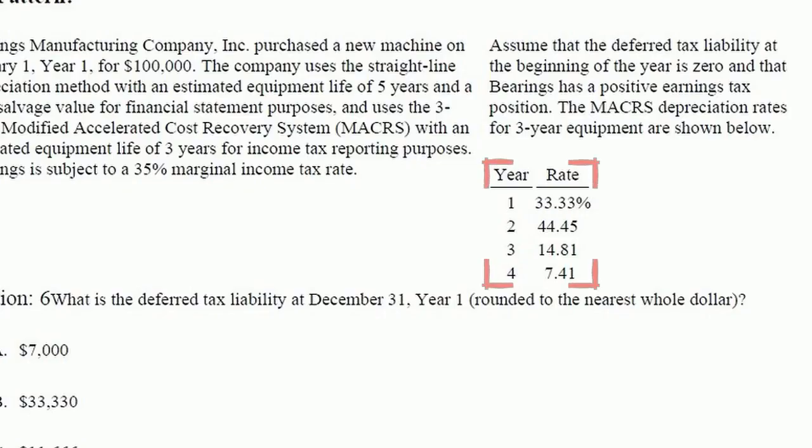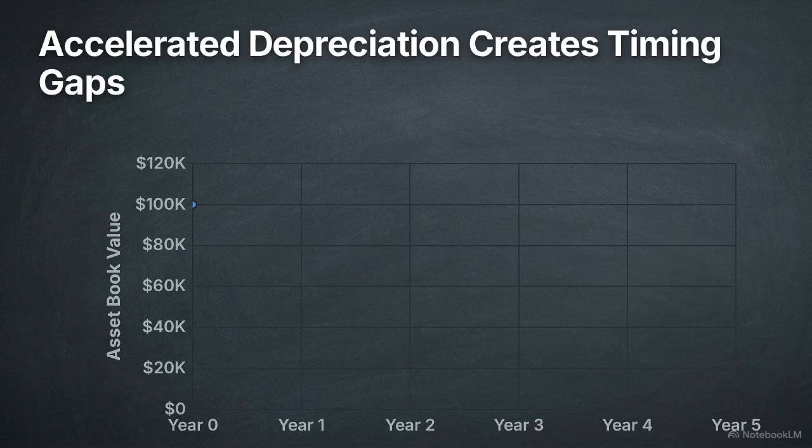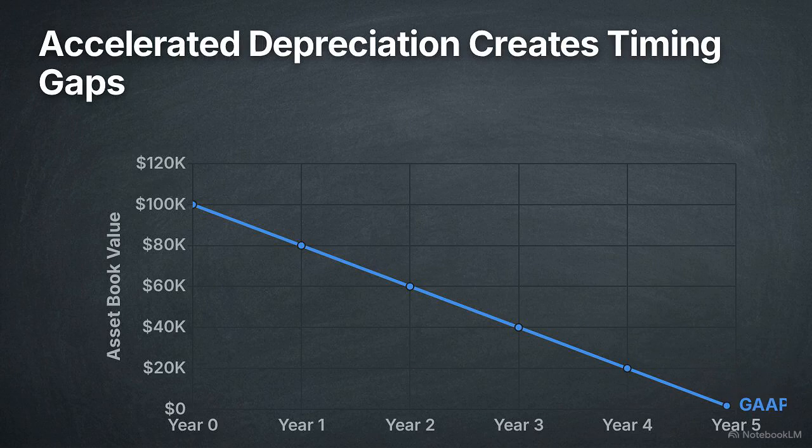This table outlines the MACRS depreciation rates. Accelerated depreciation is the most common trigger for a deferred tax liability. Here is how that plays out for a $100,000 machine. Under GAAP, you might use a steady 5-year straight-line depreciation to match the equipment's useful life. The IRS, however, allows an aggressive 3-year MACRS schedule to spur investment.